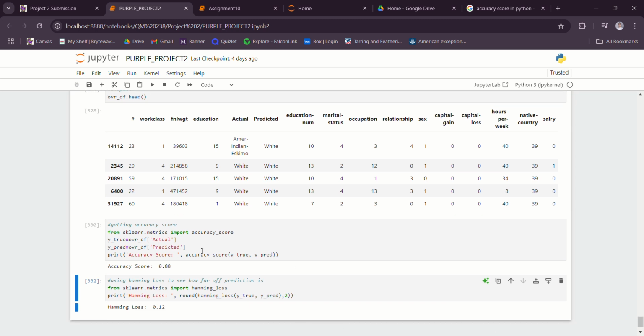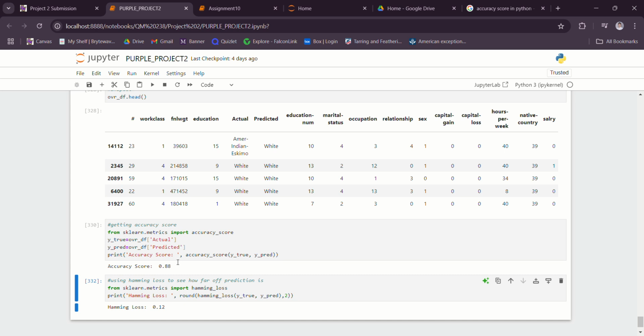So the next thing I did was I used the actual as my true value, and then my predicted column as my predicted value, and I printed the accuracy score, and I got 0.88, which was surprisingly pretty good, which was not what my hypothesis was thinking.